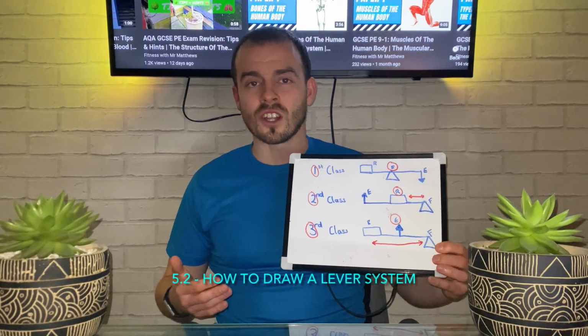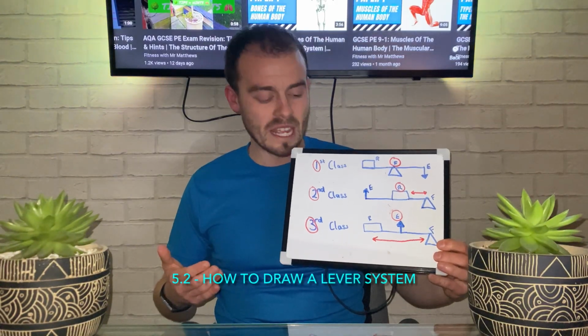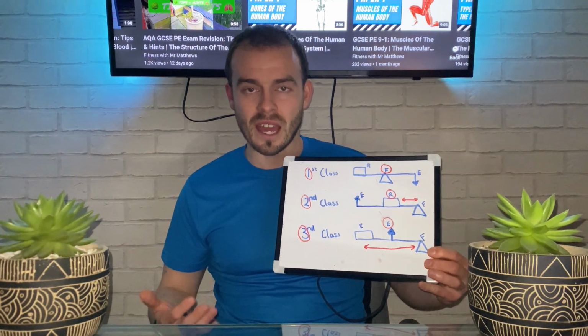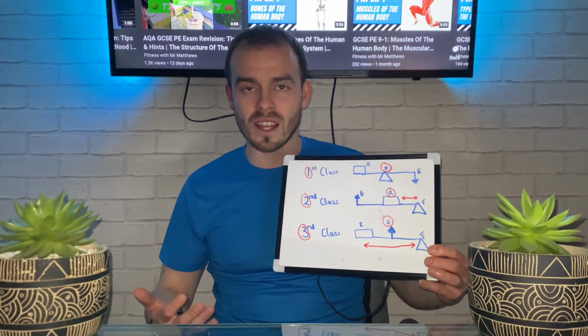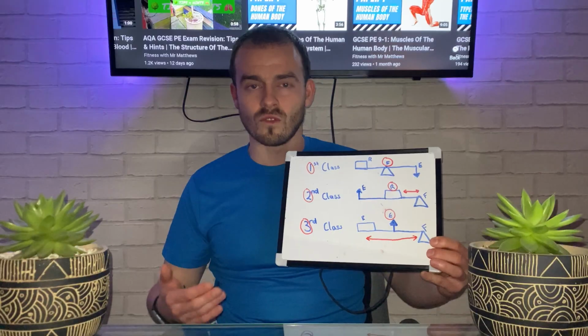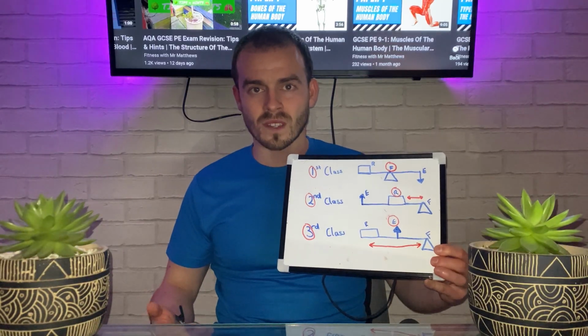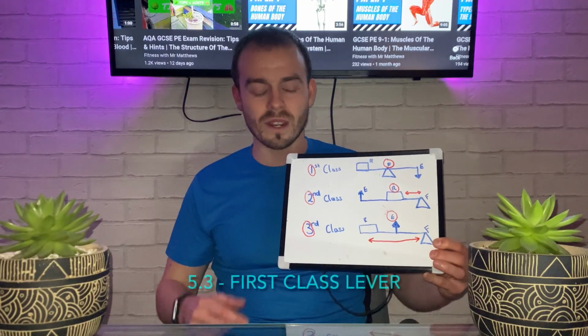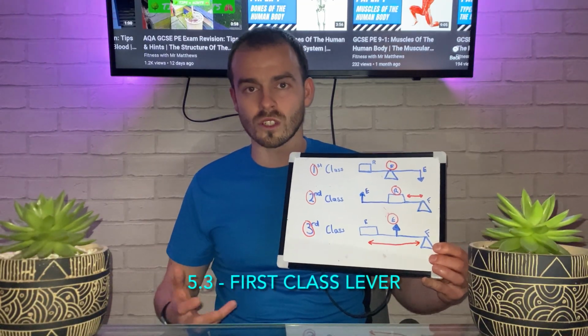What you also need to know is when you're asked to draw a lever system, you have to draw an arrow to represent the effort, you have to draw a square to represent the resistance, and you have to draw a triangle to represent the fulcrum. Now, moving on from that, if we have a look at the first class lever system, we need to start thinking about sporting examples associated with it.